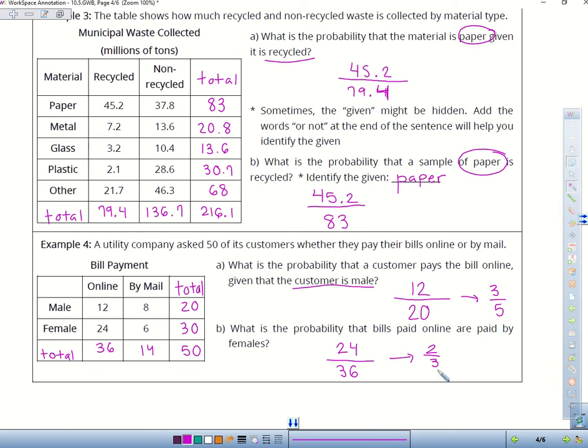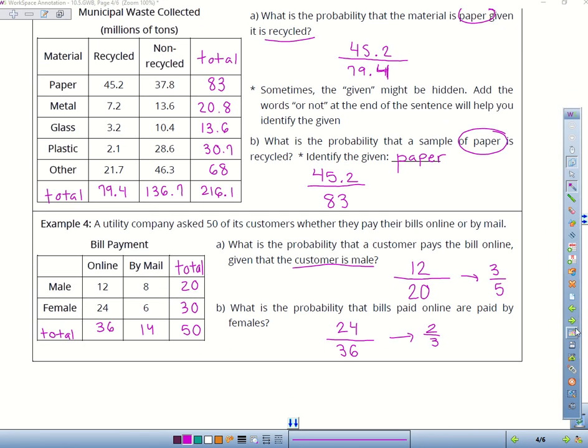So something like 2 out of 3, the thirds we usually leave as a fraction as opposed to a percentage because they always have that repeating number. Okay. Any questions about this particular topic? Okay. We're going to do a few more problems.